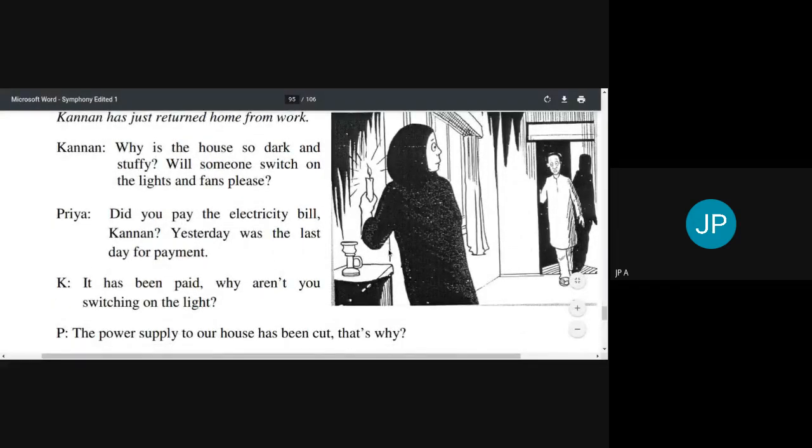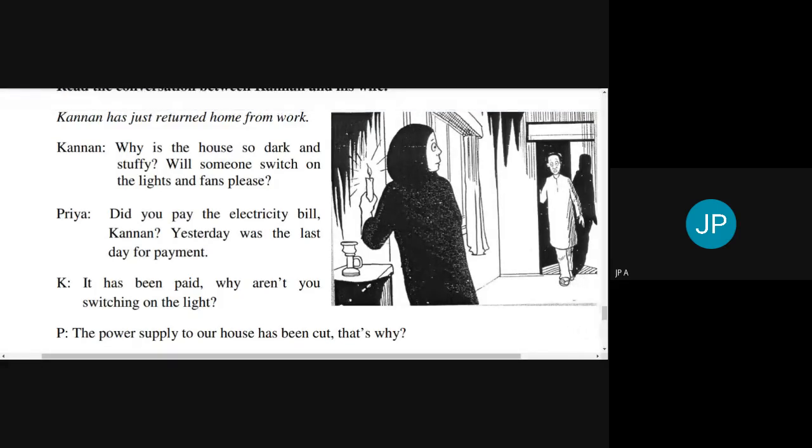Okay. So here Kannan has come back home and the house is dark and stuffy. Dark is because there is no light. Stuffy is related to the air, the atmosphere. These are terms related to the air because the fan has not been switched on. We say that the air is stuffy.